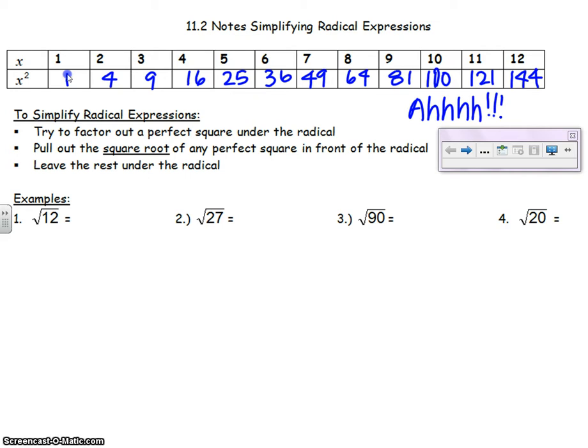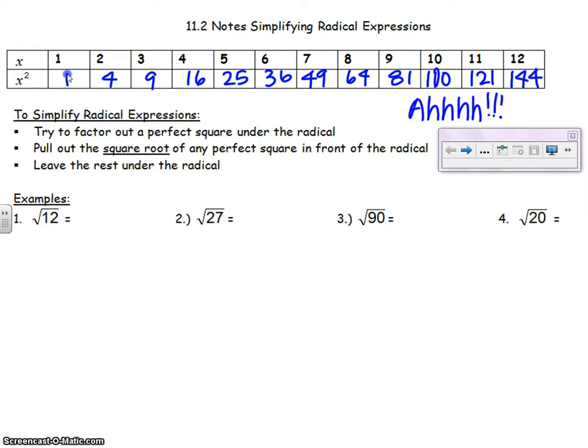So what we're going to be doing today is simplifying radical expressions. Last chapter, we would actually type into our calculator the square root of 12, and we would get whatever that was. However, that's an approximation since we have to round that irrational number. So we're going to go ahead and show you how to simplify radical expressions. So our steps are written right there.